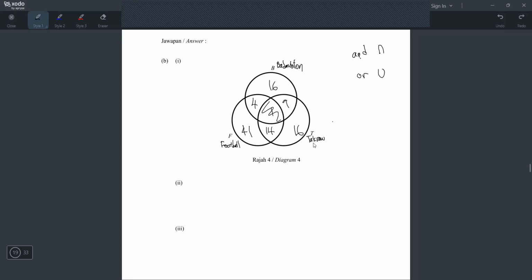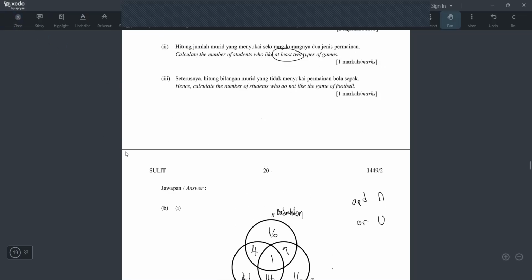What about here? Football and badminton and takraw. Okay, last one. Like this, takraw only. Okay, last one. If like this, football only. Okay, I think if you understand that one, then you can do this question.